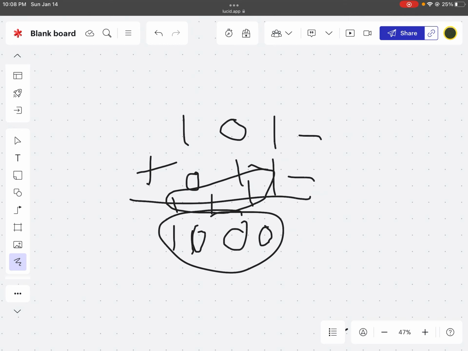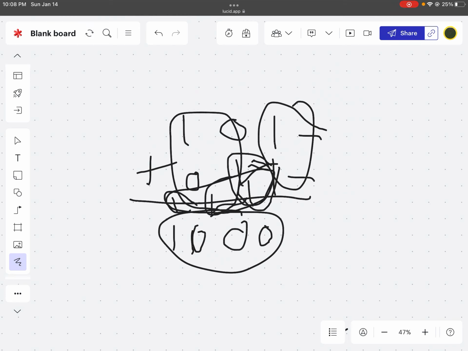So if these two values are 1, then it makes 1. If these two values are 1, then it makes 1. If these three values are there, then it makes a 1. Congratulations, you solved binary addition.